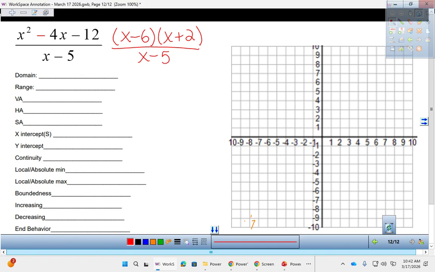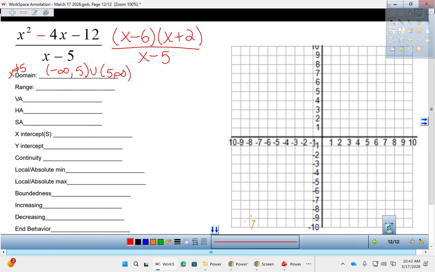Right from here, before even looking to see if things cancel out, I want to do my domain restrictions, because even if they cancel out, there's still a restriction. Anything in the denominator is going to make a restriction. So x cannot be 5. If x is positive 5, then the bottom's going to become 0, which will then give us an error because we can't divide by 0. So my domain is going to be everything with the exception of 5.